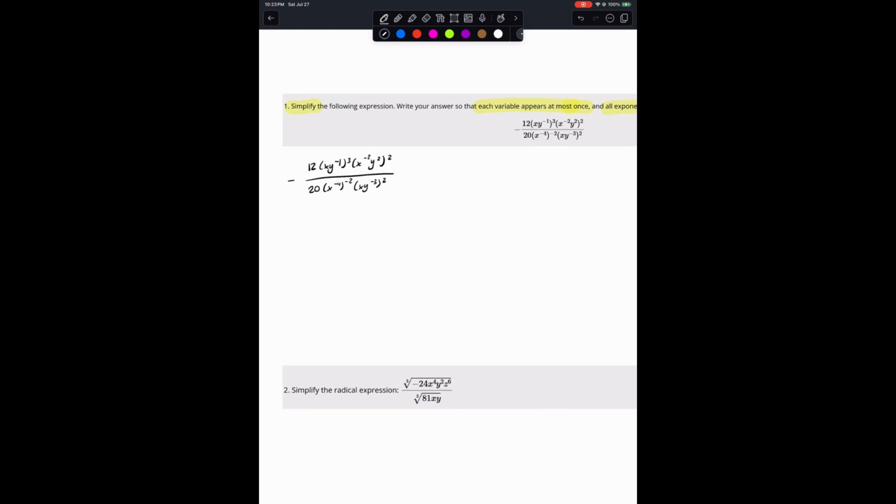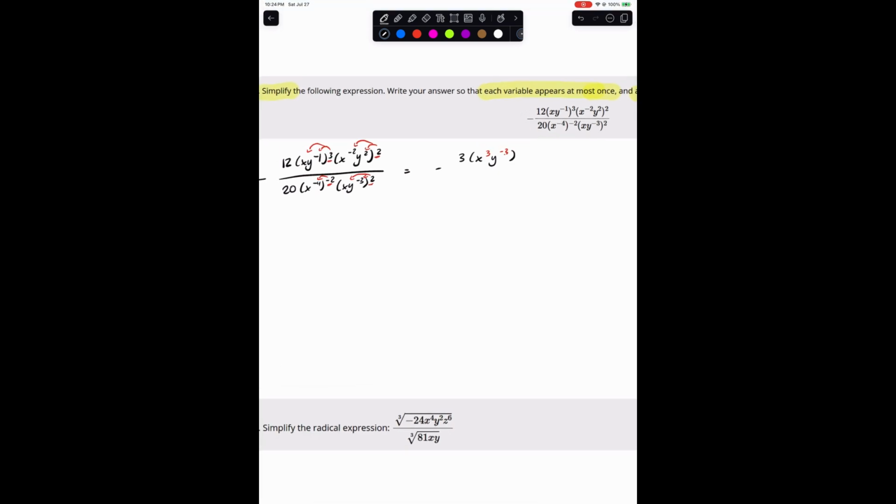So let's just start with that. At the top, the first thing I can do is distribute the outer exponents, the 3 and the 2, into the inner exponents. Once I do that, I get the following. Negative 12, actually, I'm going to simplify the constants, so we get negative 3 instead. Then we get x to the third, y to the negative 3. And remember, when we're distributing like this, we are multiplying the exponents together. Then x to the negative 4, and y to the positive 4.